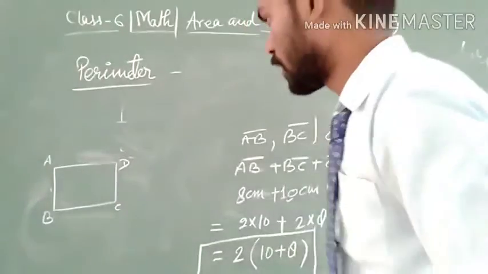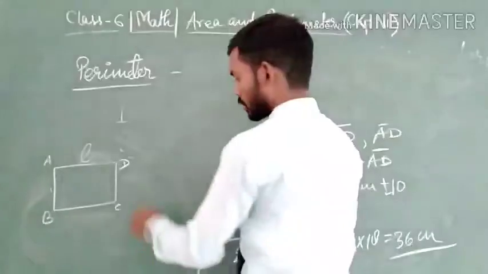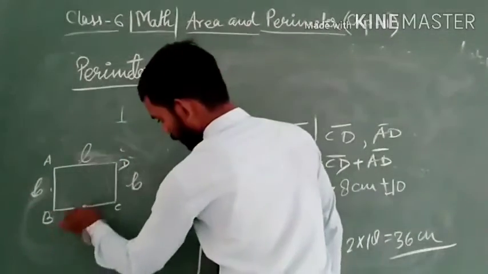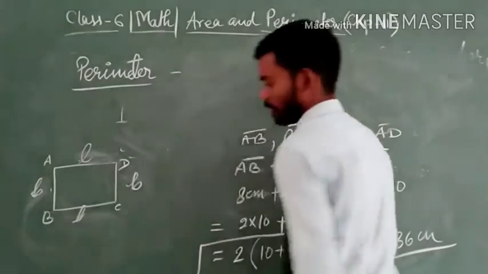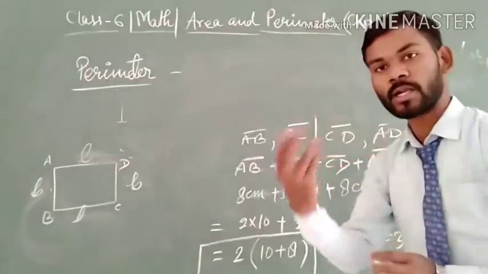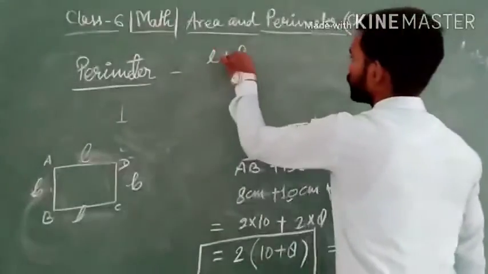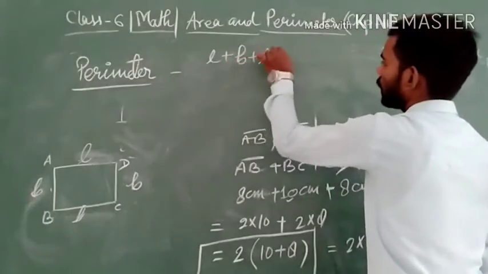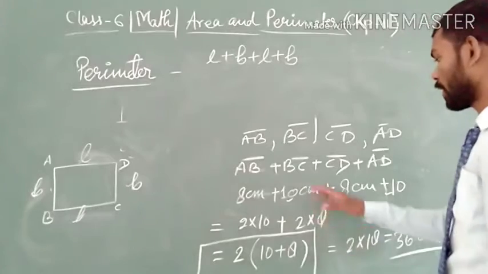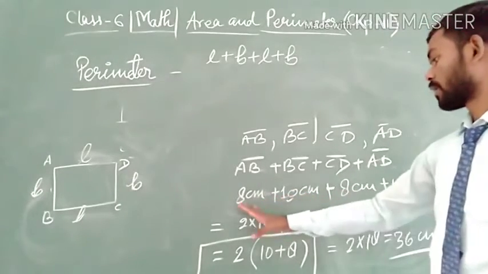Just suppose that the length of the rectangle is written by L, then this will be the breadth. Similarly, it will also be breadth and this will be L. Now by the definition, total length of the boundary will be L plus B plus L plus B. Now you can compare with this statement.